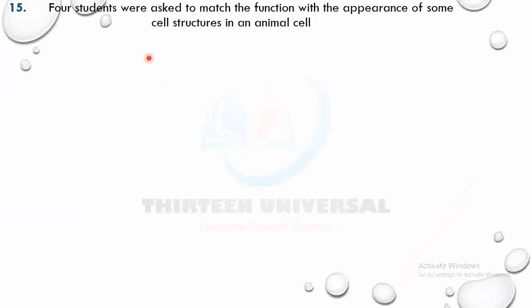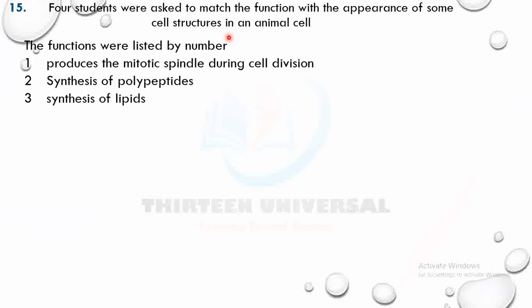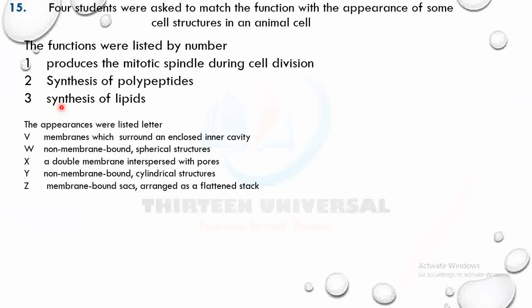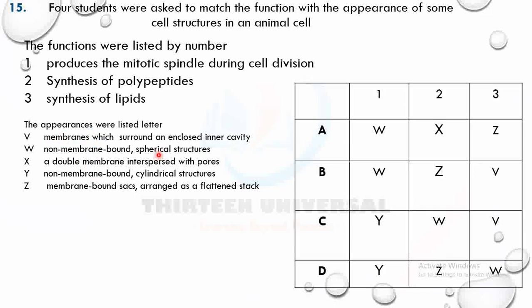All right, four students were asked to match the function with the appearance of some cell structures in an animal cell. Look at it. These are the functions listed by number. The first one produces mitotic spindles during cell division. 2, synthesis of polypeptide. 3, synthesis of lipids. So see the appearances, and we're going to match them. This is a simple question.